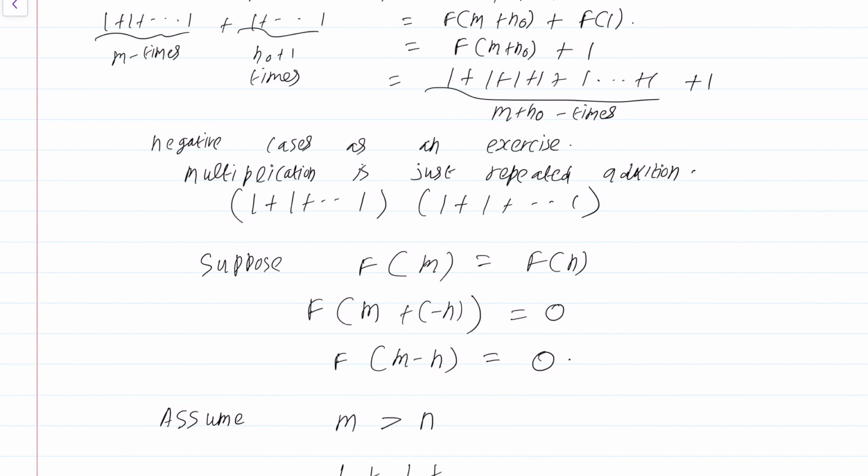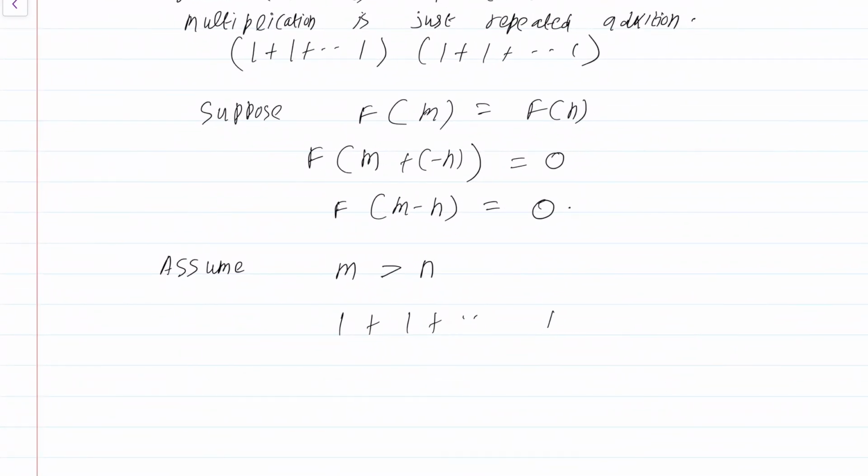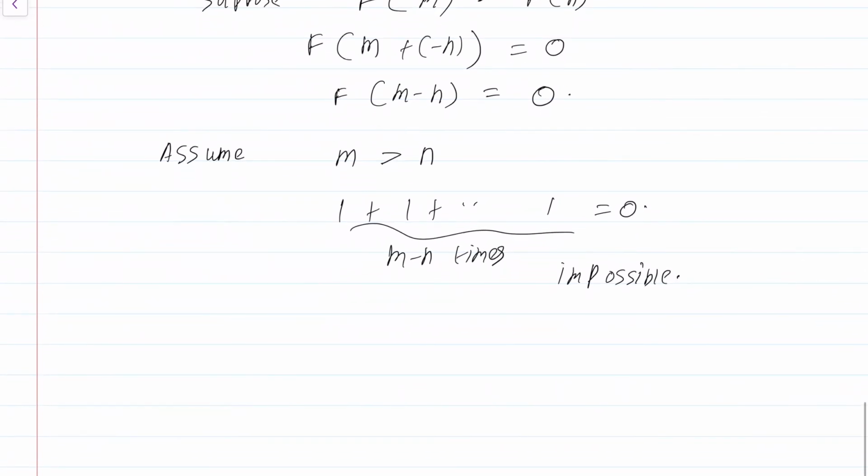But that means 1 plus 1 plus 1, m minus n times, is equal to 0. But you have just proved as an exercise, as a part of the previous proposition, that 1 plus 1 plus 1 plus 1 is always greater than 1 plus 1 plus 1 times lesser, and inductively it will be greater than 0. This is not possible. This is impossible. So the net conclusion is that you must have the map F to be injective.